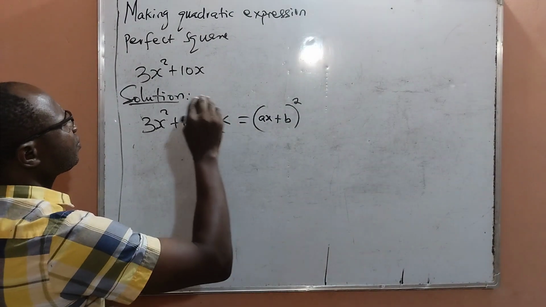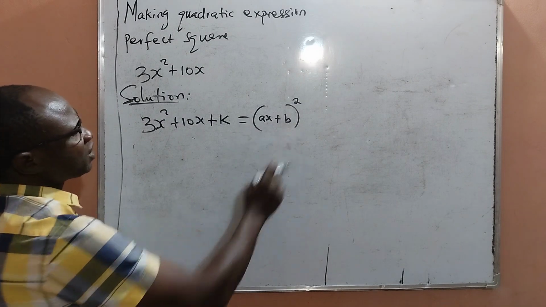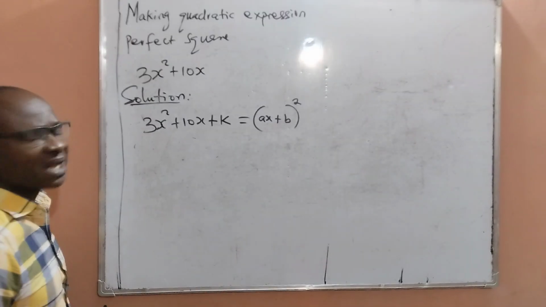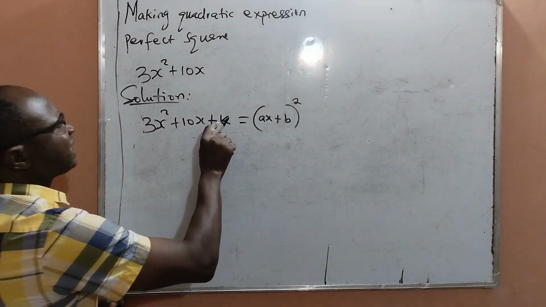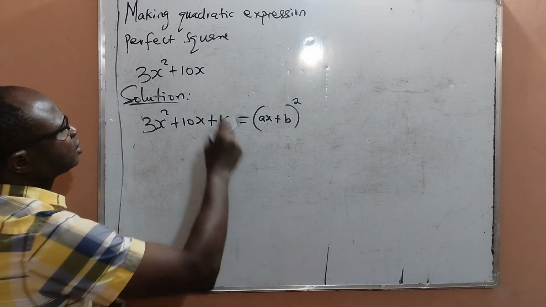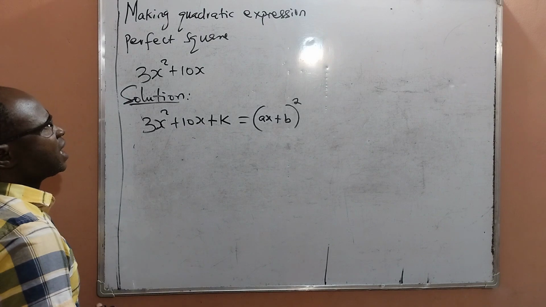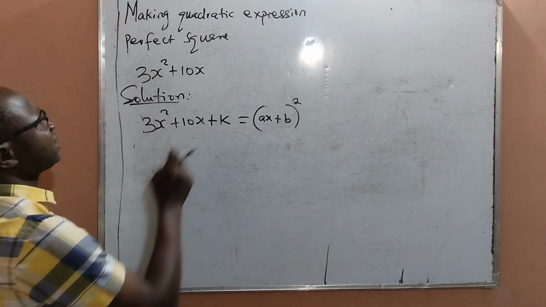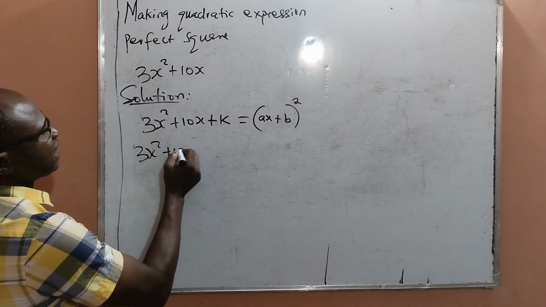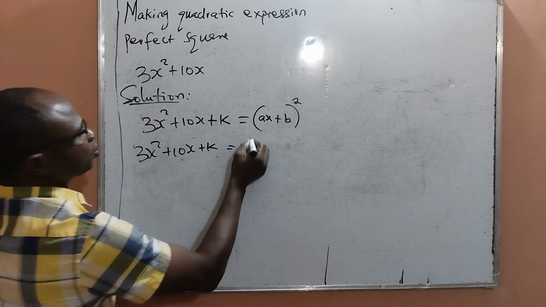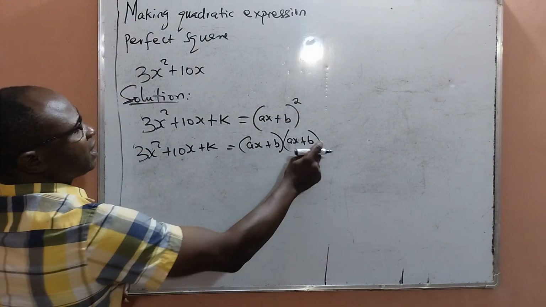Now, since this, when factorized, should be this, let us try to expand the right hand side and then compare it to what we have on the left hand side. Remember that the answer we are looking for is the constant value that should be added to this expression in order to make the quadratic expression a perfect square. Therefore, 3x squared plus 10x plus k should be equal to (ax plus b) multiplied by (ax plus b). I want to expand this.